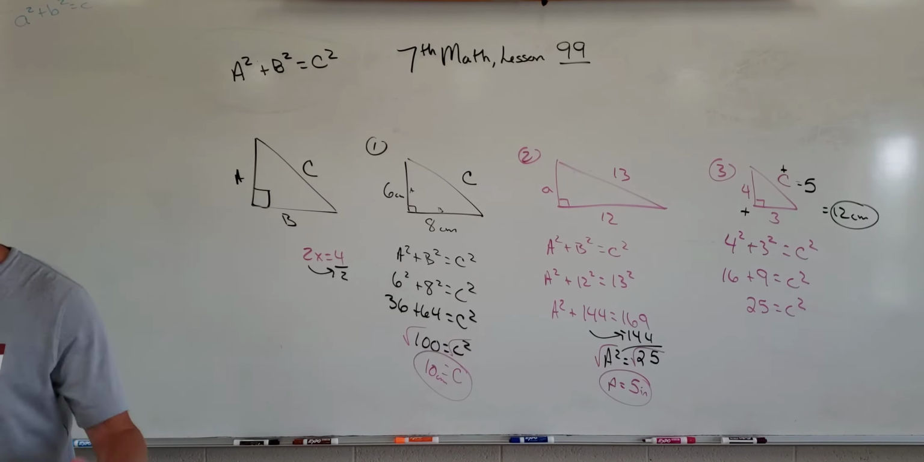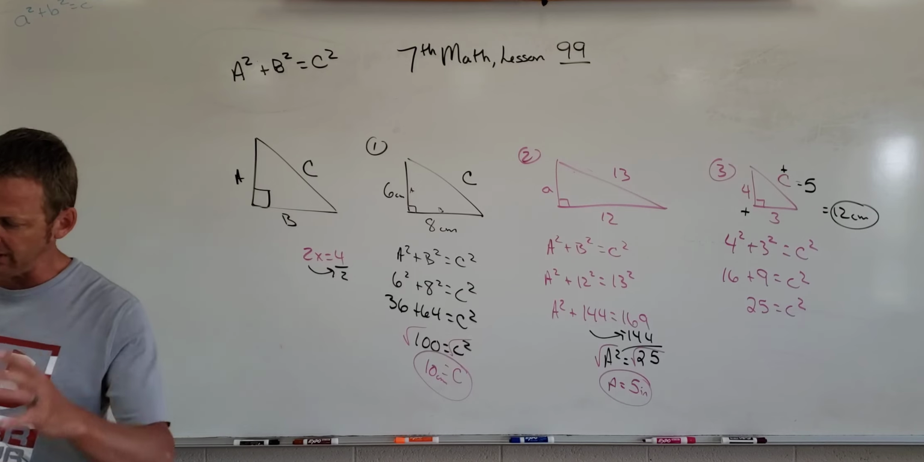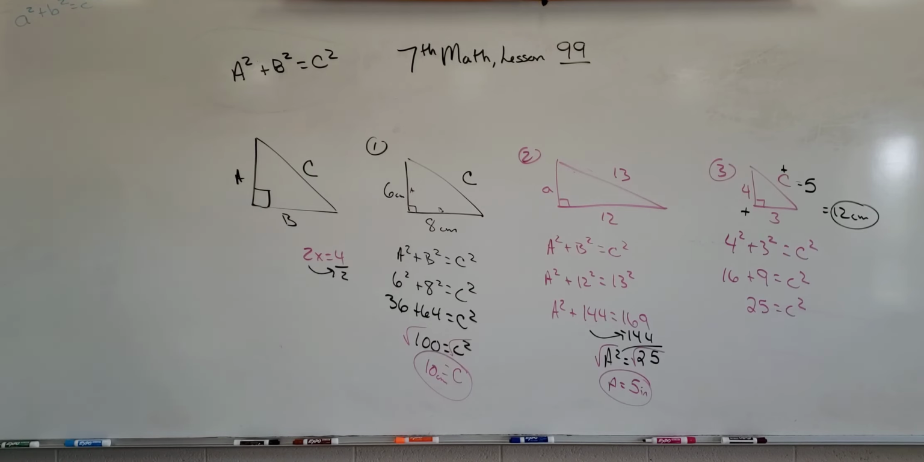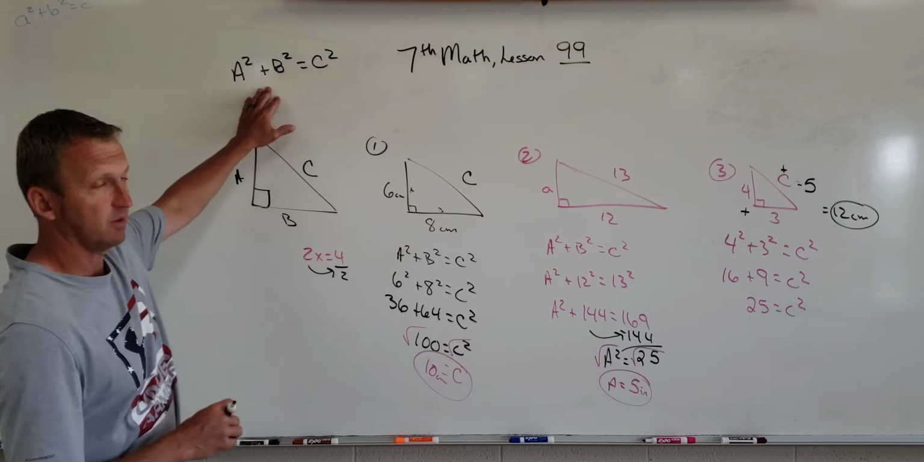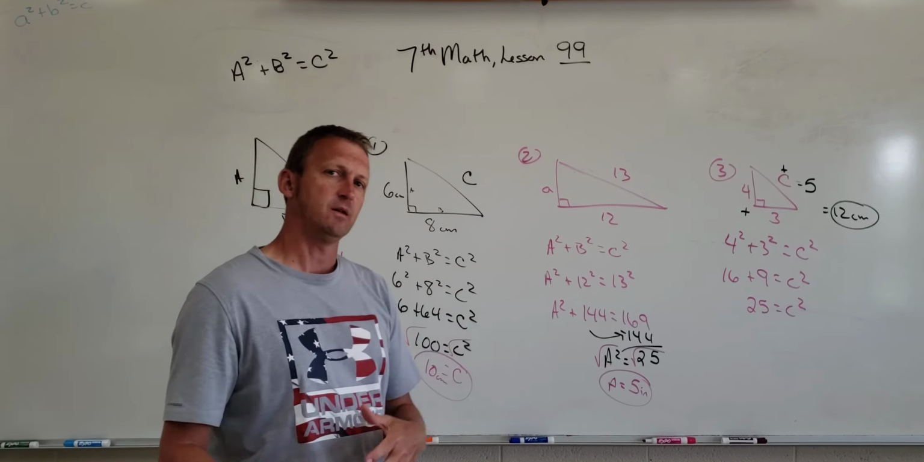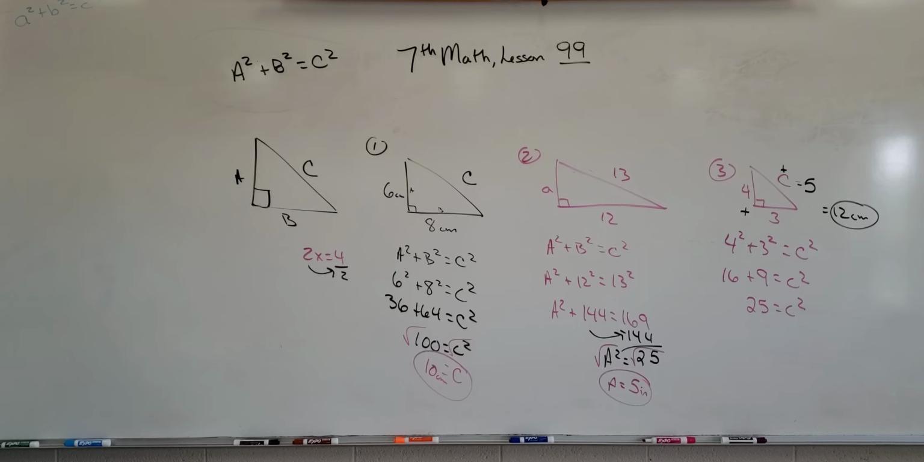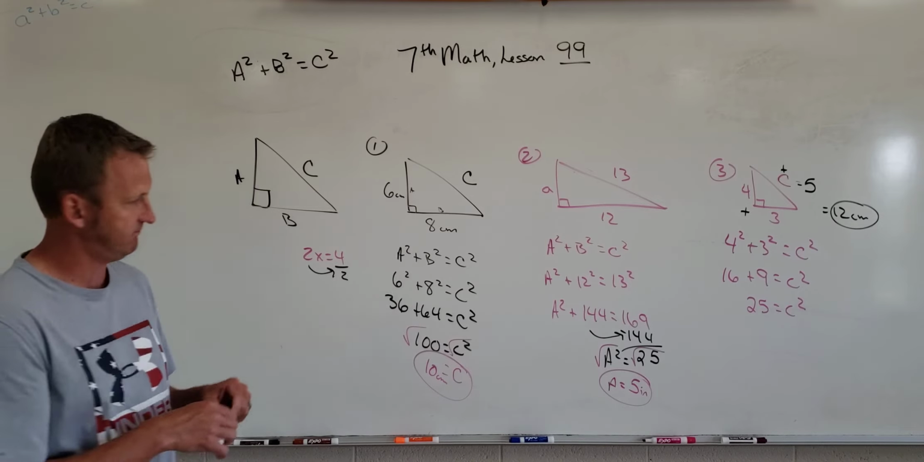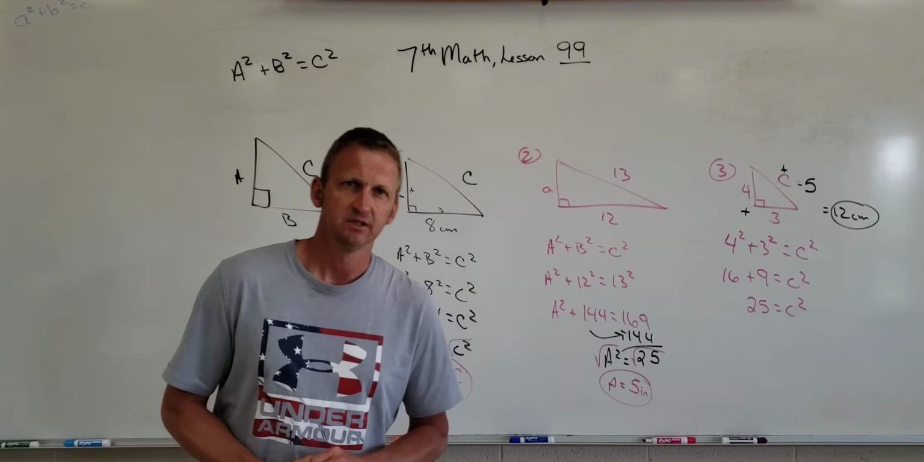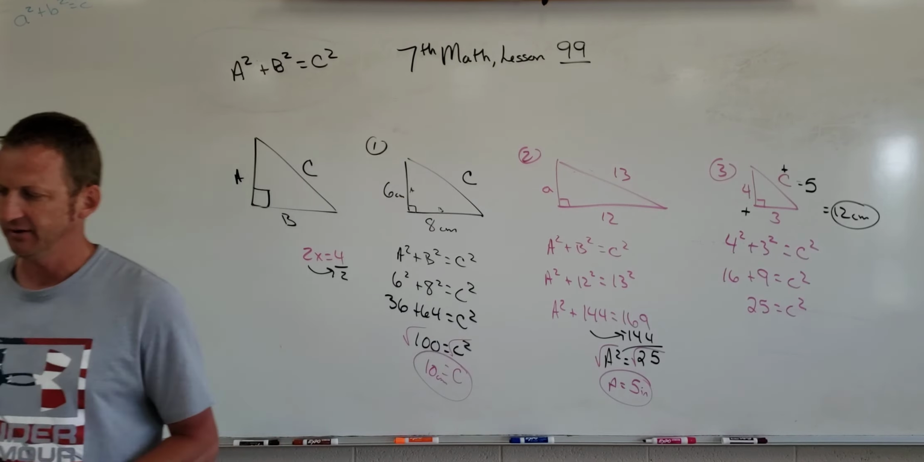Example 4, I am not worried about you drawing squares on the sides. For this lesson, A squared plus B squared equals C squared. Solve those, find that missing side. So that is lesson 99. You're probably wondering, are there any we don't do on lesson 99? No, do them all. So lesson 99, 1 through 30.